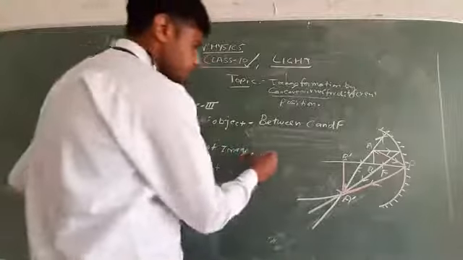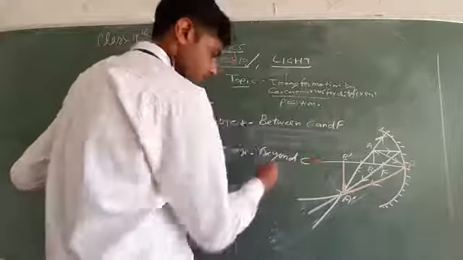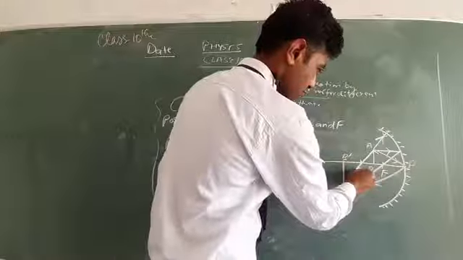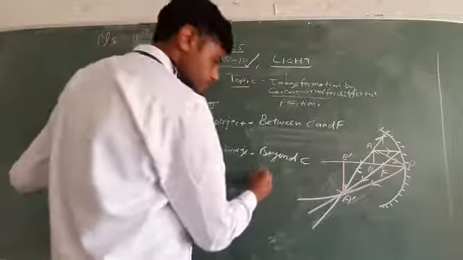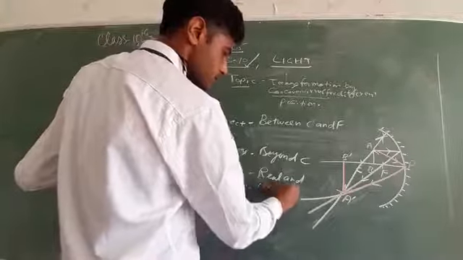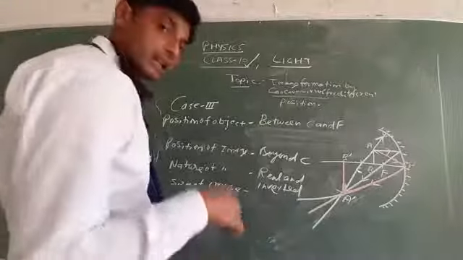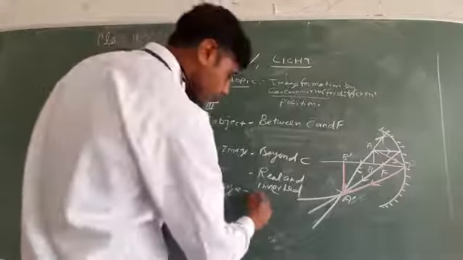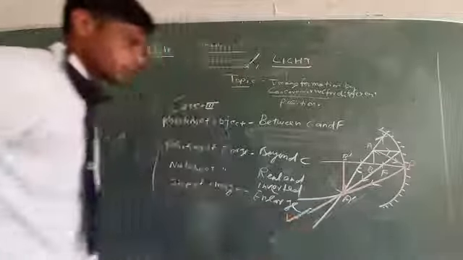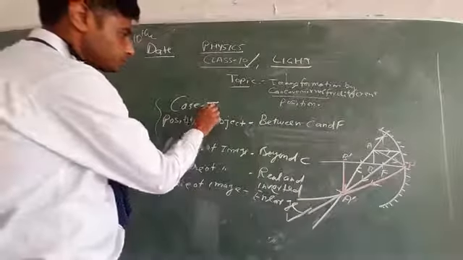So the position of the image is beyond C. It means beyond the center of curvature. This is the center of curvature. Nature: in front of the mirror, it means real and inverted. And the size is larger, or you can say enlarged. Okay, so I hope you understood. So this is the fourth case.